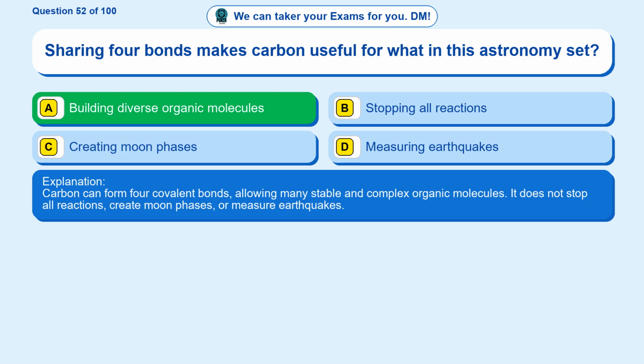Carbon can form 4 covalent bonds, allowing many stable and complex organic molecules. It does not stop all reactions, create moon phases, or measure earthquakes.